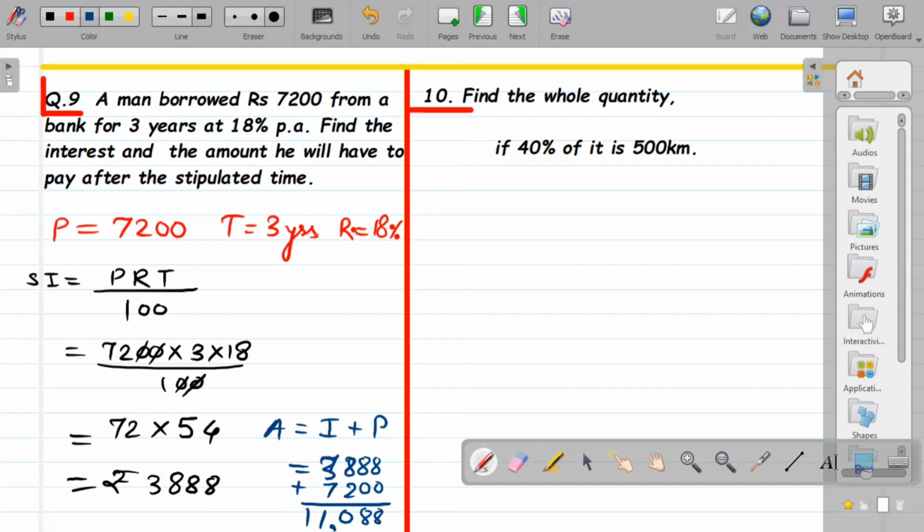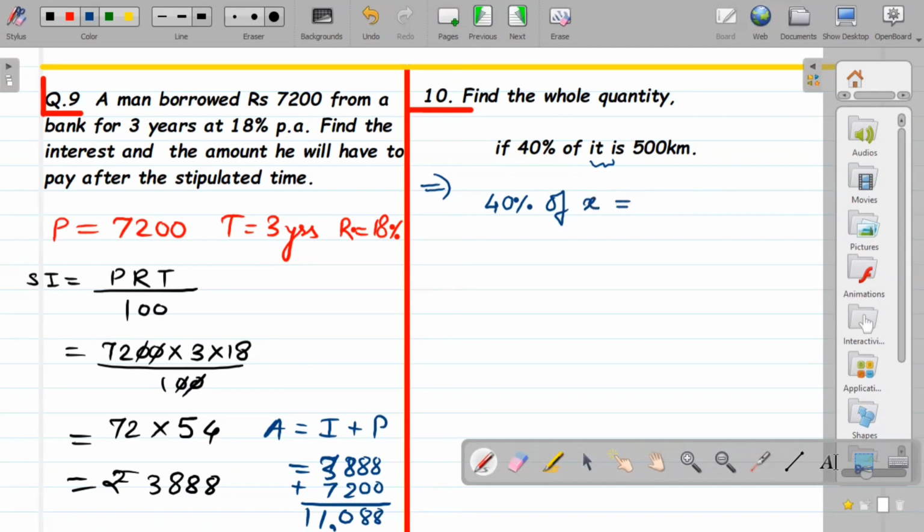Okay, so this is how you can calculate the simple interest as well as the amount. Now moving to the next question: find the whole quantity if 40% of it is 500 kilometer. Now 40%, we will convert this statement into mathematical format. 40% of it means 40% of something. That something we don't know, so we will take it as a variable, x.